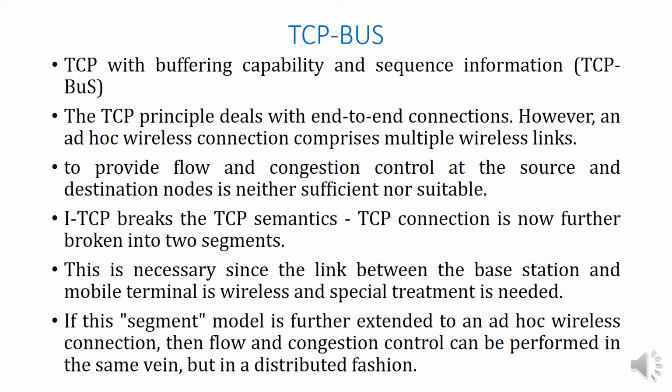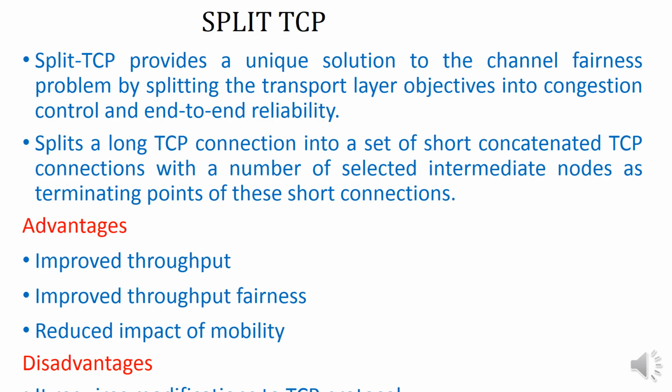TCP-BuS is one of the most preferred TCP protocols, with its buffering capability and sequence information. It deals with end-to-end connections, whereas it comprises multiple wireless links, so providing flow and congestion control at the source and the destination alone is not sufficient and not suitable. I-TCP breaks the TCP semantics. The TCP connection is further broken into two segments. The breaking is necessary since the link between the base station and the mobile network is wireless and special treatment is needed. If this segment model is further extended to ad hoc wireless connections, then the flow and congestion control can be performed in the same way but in a distributed fashion.